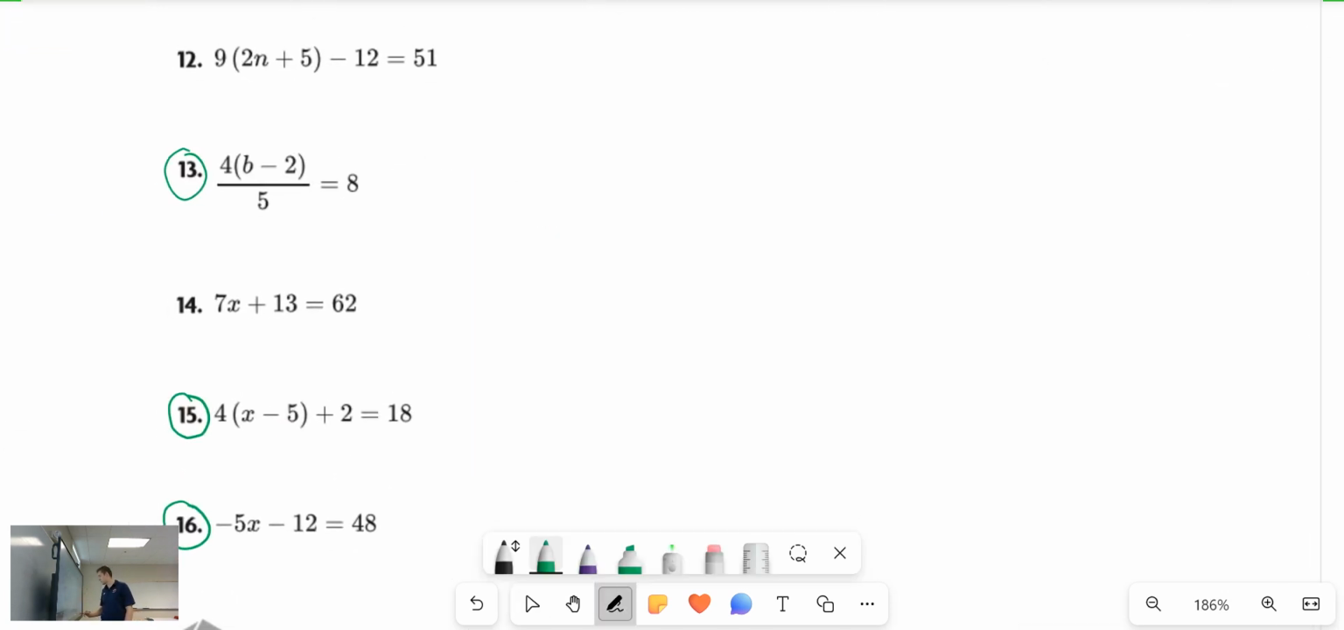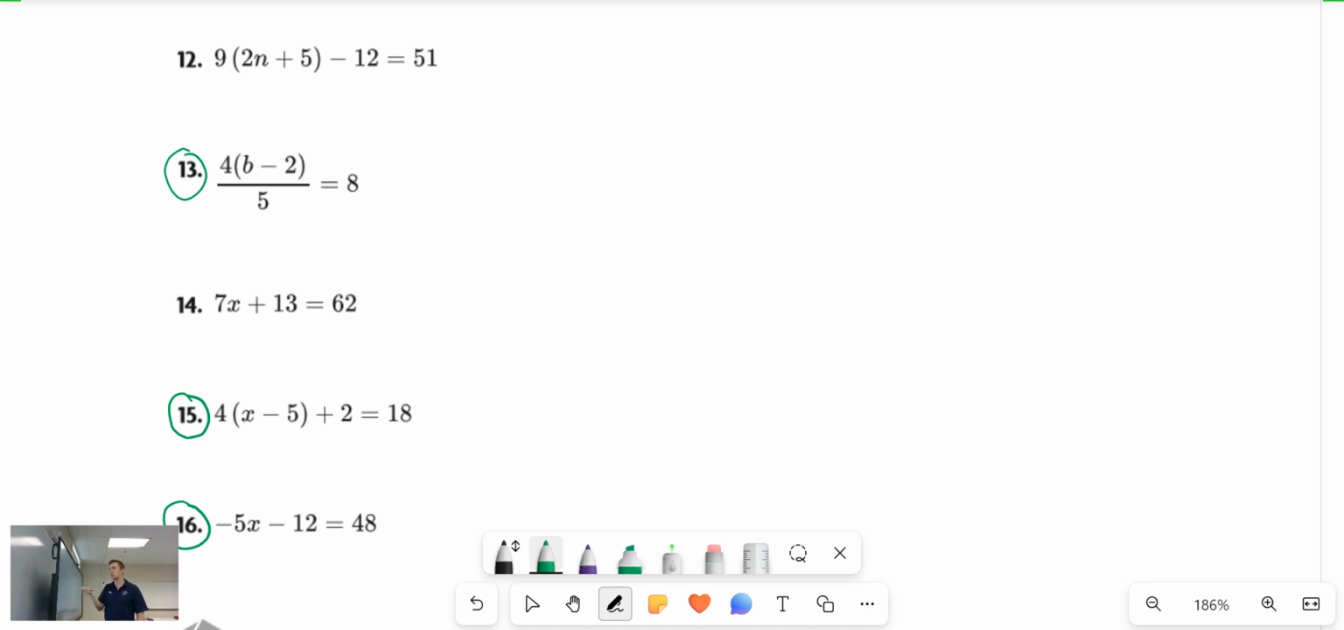Solve and check. Let's do this first one in green. All right, solve and check. So 4b minus 2. The first thing we're going to do is the parentheses. Wait, in the parentheses? No, that was if we had a number, right? That's what we would do. That's the first thing that happens to be.